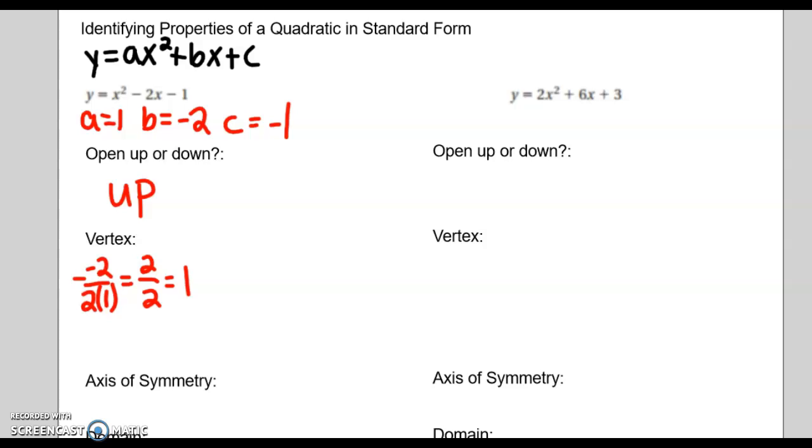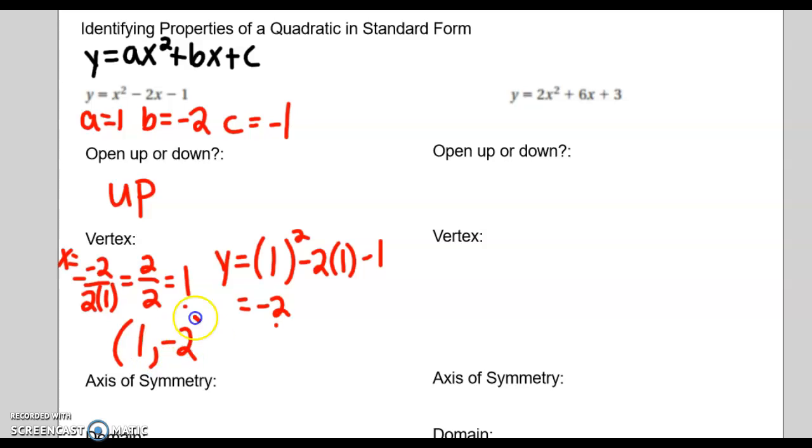To find the y-coordinate, I go back to the original. So the original is y equals x squared minus 2x minus 1. Instead of x, we put in 1. So if I simplify that, I get 1 squared is 1. 1 minus 2 is negative 1. Negative 1 minus 1 is negative 2. So the x-coordinate of my vertex was 1. The y-coordinate's negative 2. That means my vertex is at 1, negative 2.